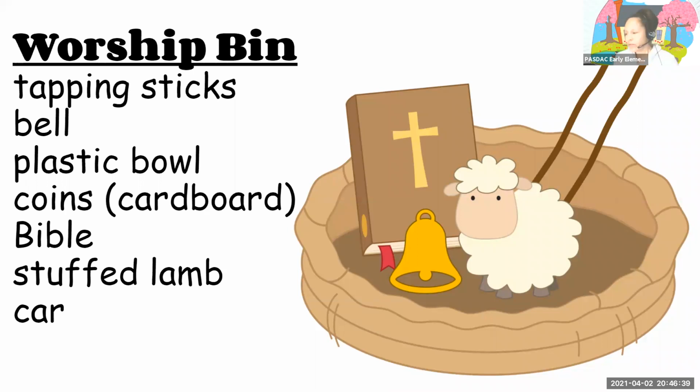Have you assembled your child's worship bin? Let's do that now if you haven't done it already. You will need some tapping sticks. I like to use some unsharpened pencils. Another instrument is always fun, so if you have a bell or a tambourine or something else. A plastic bowl with some coins we use during our offering time, and if coins are too dangerous, just get some big giant cardboard circles for coins.